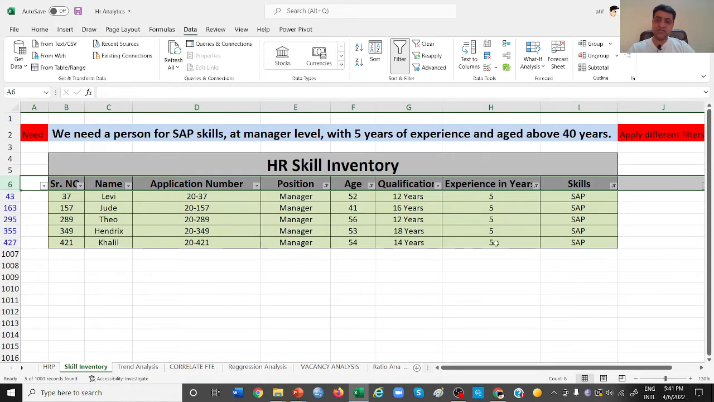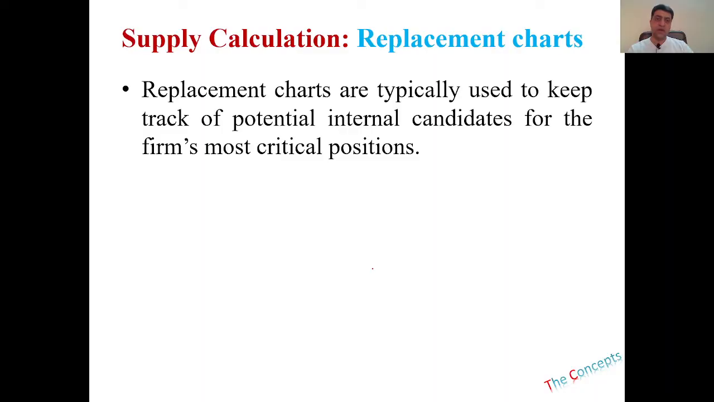So this is the basic function of your HR skill inventories. Now, some people do it in HR, some people do it in their own HRIS system, but you can always use this sheet and create your sheet, include your data, and then at the time of the need, you can always do this analysis. Our next analysis is to talk about the replacement charts.